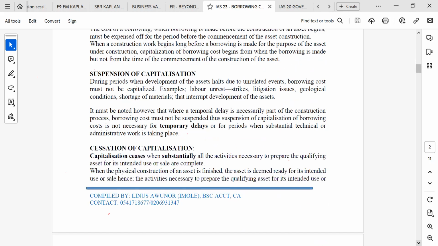Okay. When do we stop capitalization of the borrowing cost? We are capitalizing the borrowing cost from the time that we are preparing the asset to be ready for use. So it can happen that you have completed a building now, and the building is now ready for use. It means that no work will be done on the building again. So capitalization must cease when the asset is ready for use, or when a greater part of the asset is ready for use.